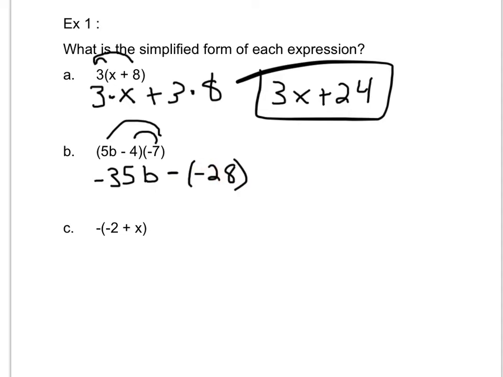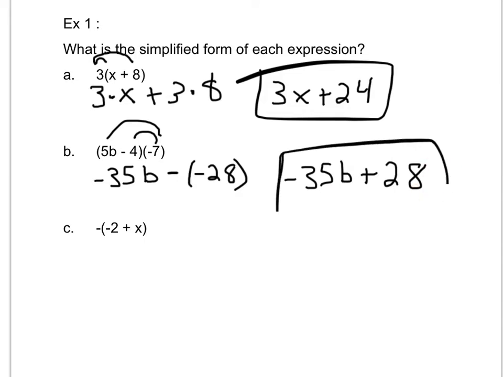Okay, so it's going to end up being -35b. We change the minus sign to a plus, and we change -28 to its opposite. Now again, I cannot add something that is b's to something that has no label, so I am finished on that problem. Done. Okay, now we move on to the last example.